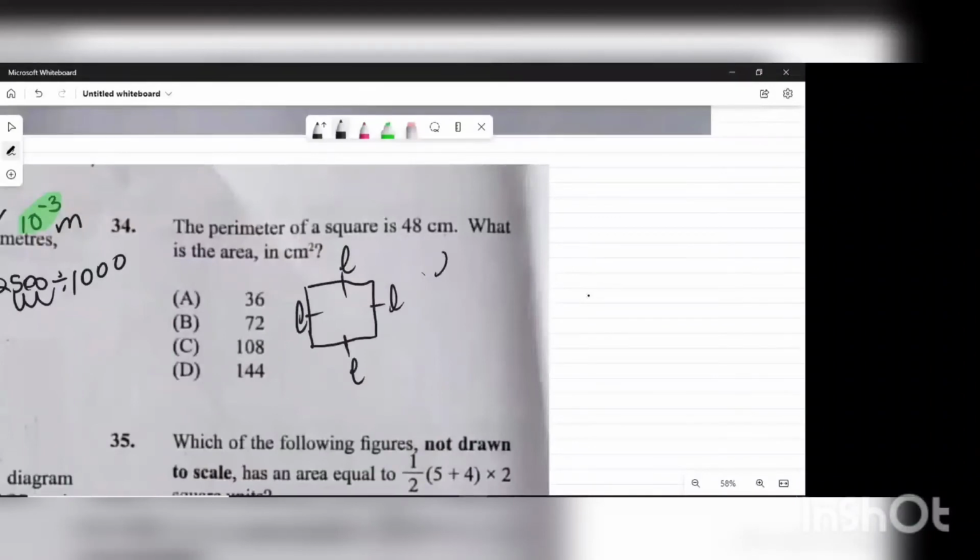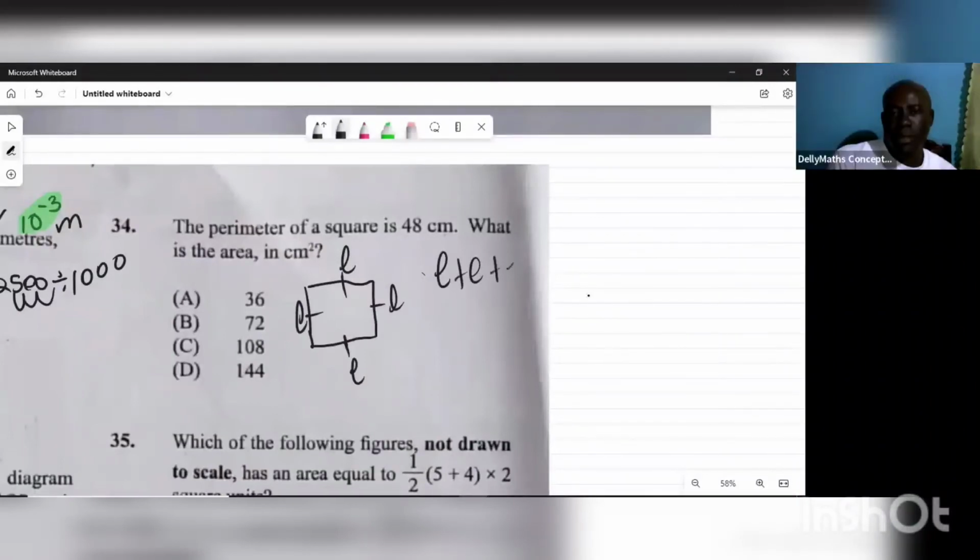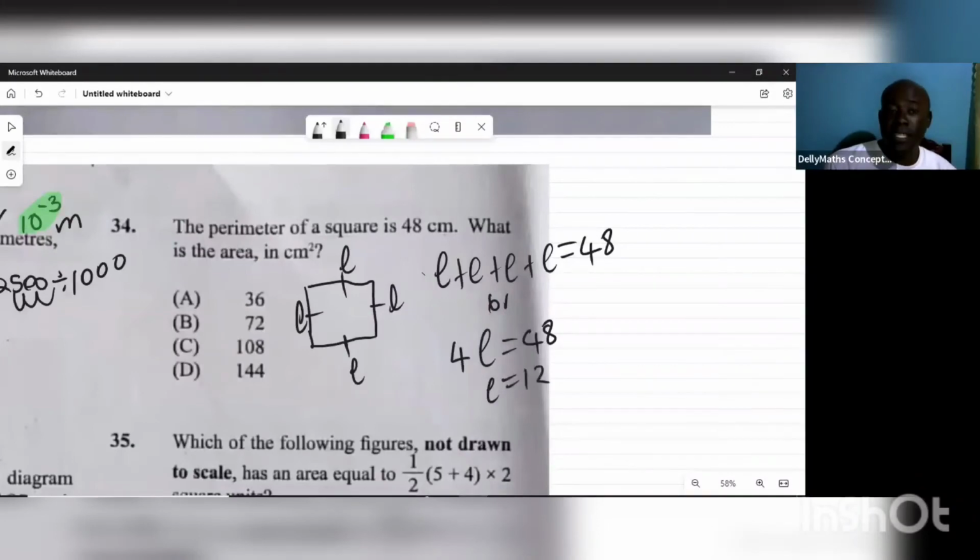It's L plus L plus L plus L, or some of you might say 4L, equal to 48. So we know that 4 L's give us 48. Then you can see that L is 12. So if L is 12, one side is 12 and the other side is 12. The area will be 12 times 12, which is 144. We're going to select this as the answer. So the answer is D.